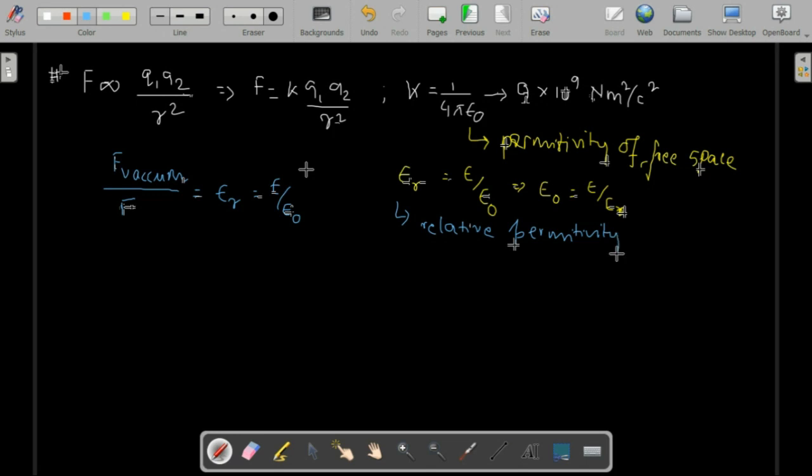Any permittivity that we are talking about is basically of the medium. If someone asks what the dielectric constant is, that is nothing but this value. So this epsilon r can also be written as dielectric constant. Sometimes they won't really mention which one it is.